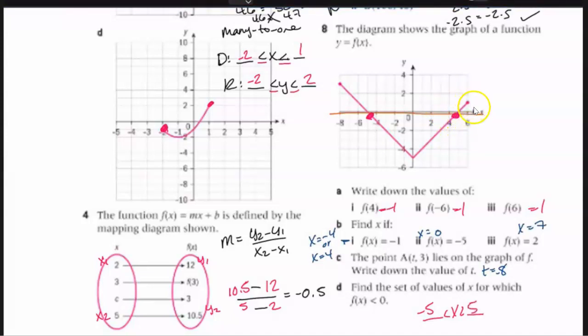Because although 6 is originally my rightmost value, it has a positive y value. I only want the negative ones. And then these are both, remember, always assume it's closed circle unless told otherwise, less than or equal to. So I have -5 less than or equal to x less than or equal to 5.